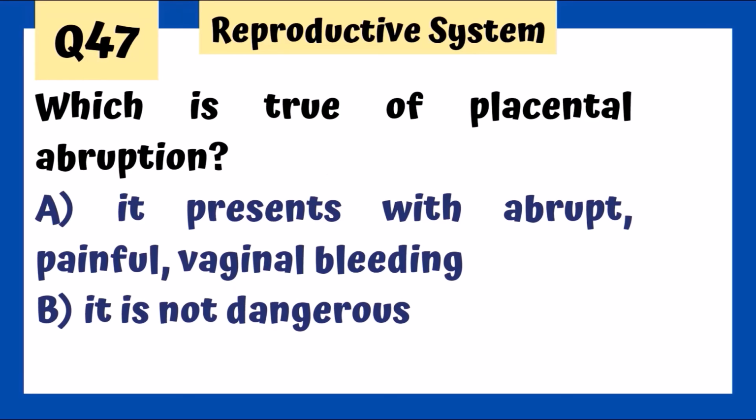Question 47, which is true of placental abruption? It presents with abrupt, painful vaginal bleeding. And this occurs generally in the third trimester. It can lead to maternal hypovolemic shock due to the blood loss, and the patient could go into DIC, and this is actually due to release of tissue factor from the injured placenta. It's life-threatening for the mother, and it's life-threatening for the baby.